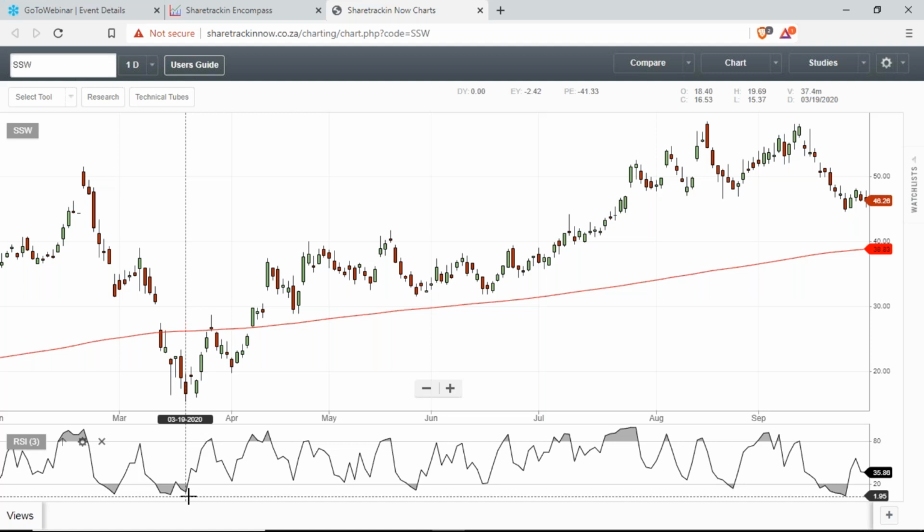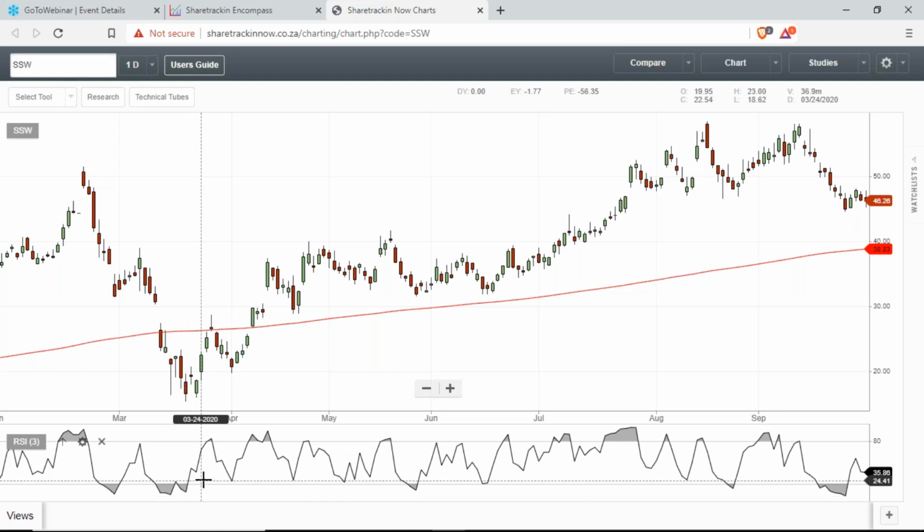But my RSI only gives me an indication of, listen here, this share is low currently. You can look at a buy, but use your stochastic as a confirmation. Now, if I use that specific date, 19 March 2020, that share was low.